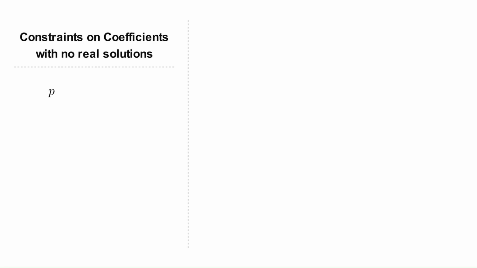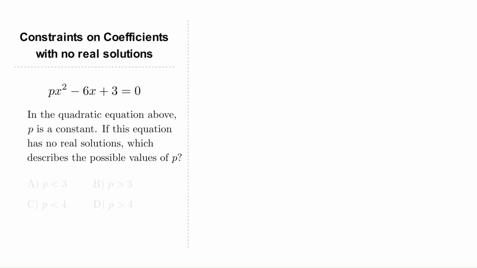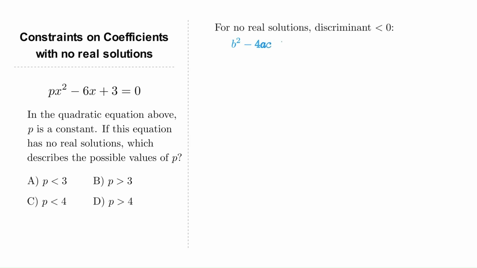To determine the constraints on coefficients for a quadratic equation with no real solutions, let's look at the given equation where p is a constant. We want to find the range of possible values for p that satisfies this condition. For a quadratic equation to have no real solutions, its discriminant must be less than 0.